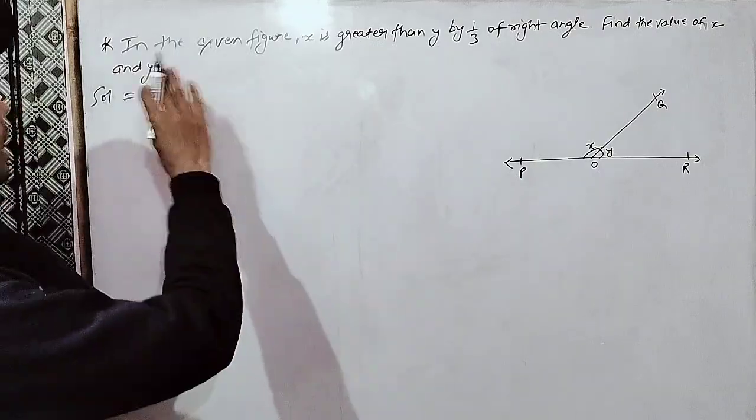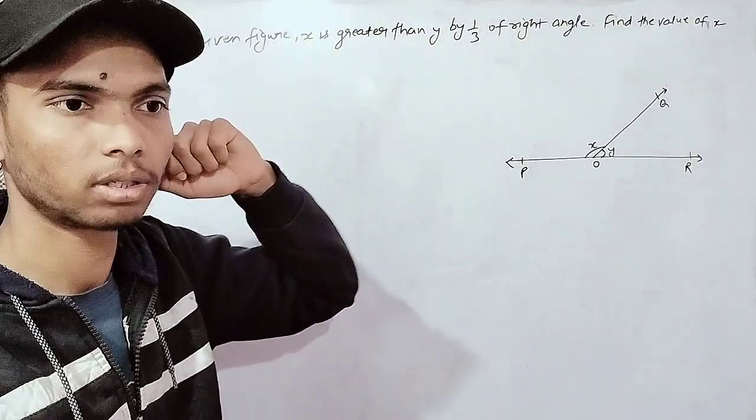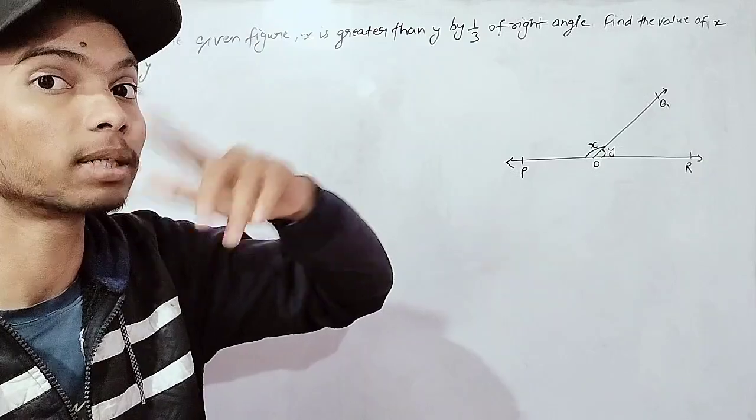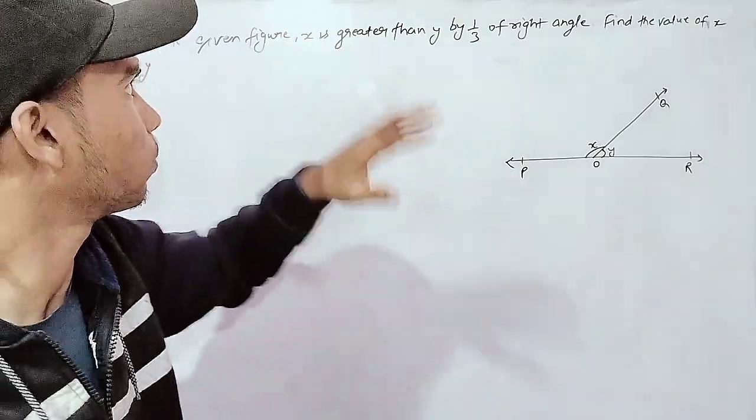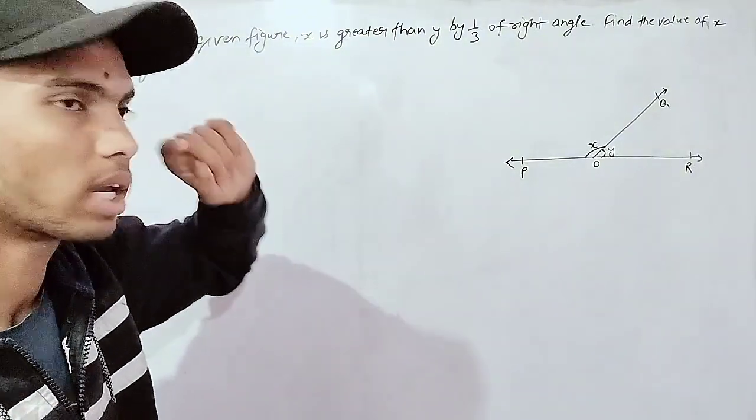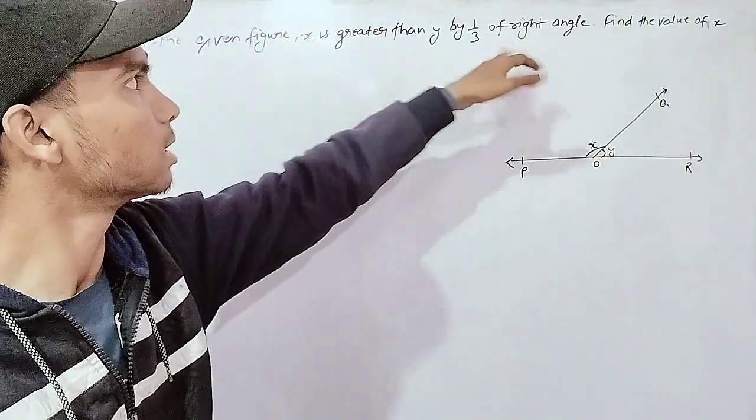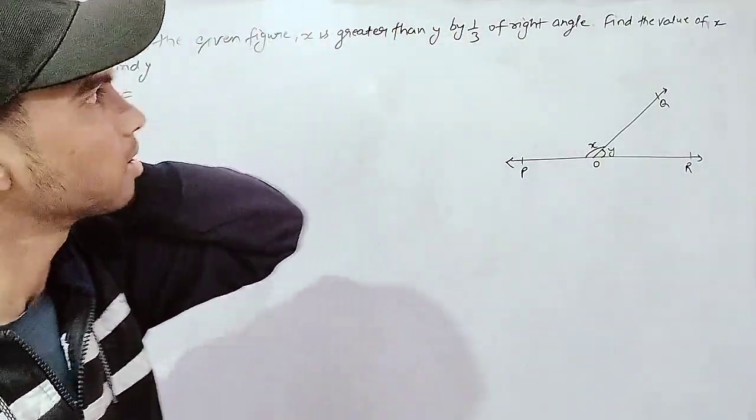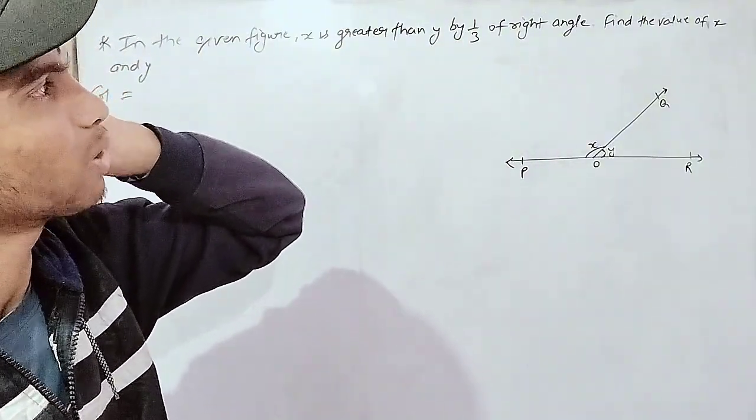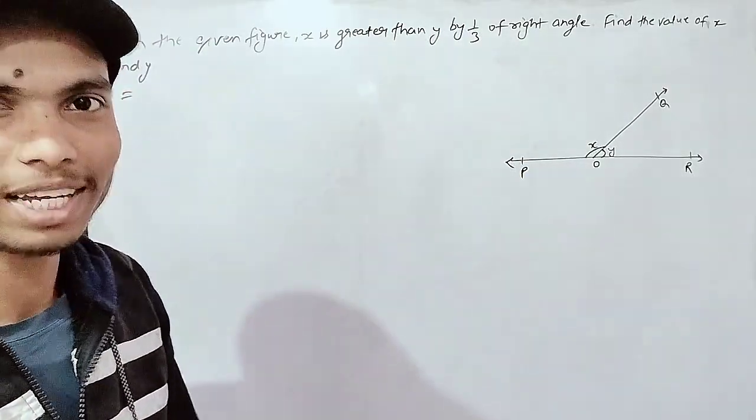The question is saying, in the given figure, x is greater. So x is greater, not minor, so we will write it with an add sign, and y is less than x, so y would be written with the sign of subtract. Then y by 1/3 of a right angle. Our main question is to find the value of x and y.